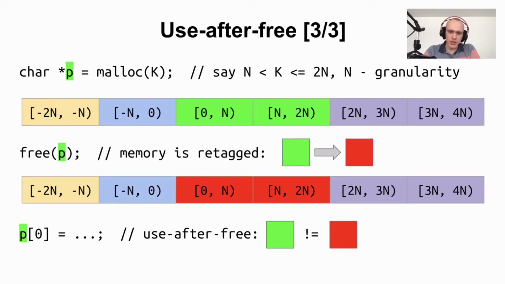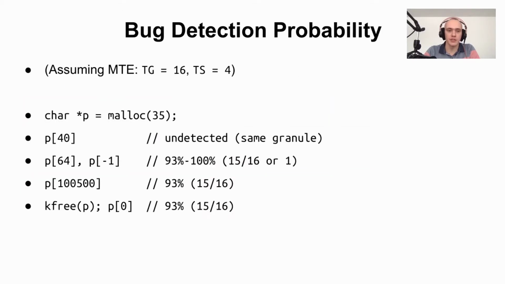If you look at this picture and think about it, what's going to happen if our out-of-bounds access is still in the second granule, but is accessing past the k bytes? In that sense, that access is not going to be detected, and our bug detection with memory tagging is actually probabilistic.